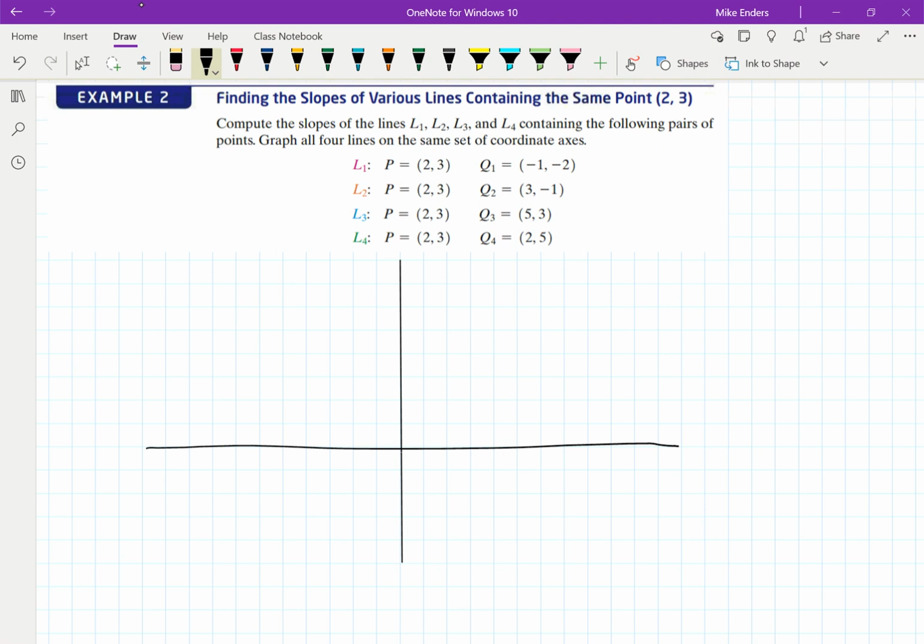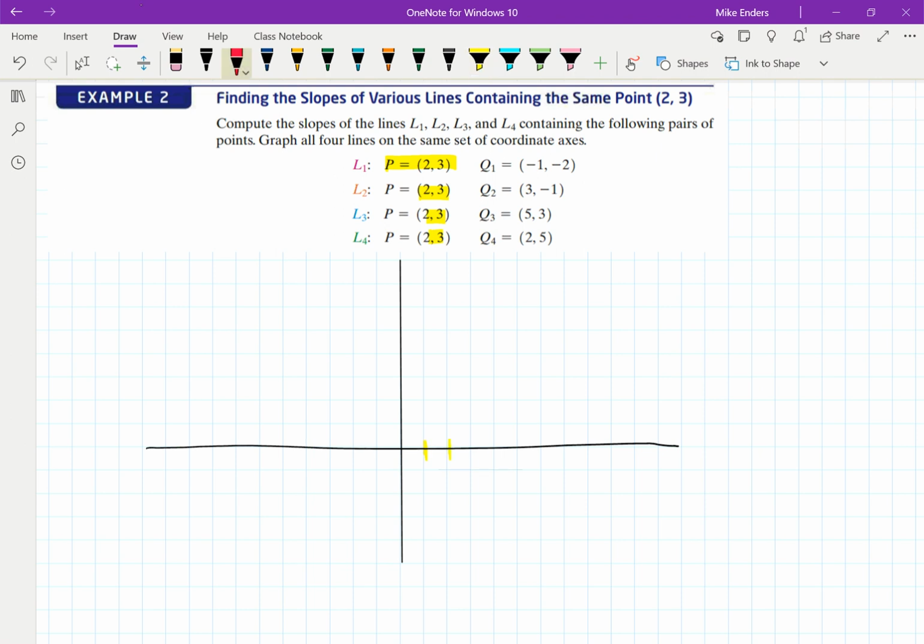And let's see, so all of these are going to go through the same point P. They're all going to go through the point (2, 3). But what we're going to do is change the value for Q, the second point, and see what the slopes are going to be through each of those.